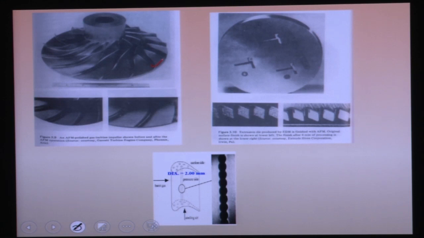Extrusion dies, you can see here, these dies can be polished by the AFM process. And in turbine blades, there are cooling channels. These cooling channels have non-uniform cross sections. These cooling channels can also be polished by the abrasive flow finishing process.